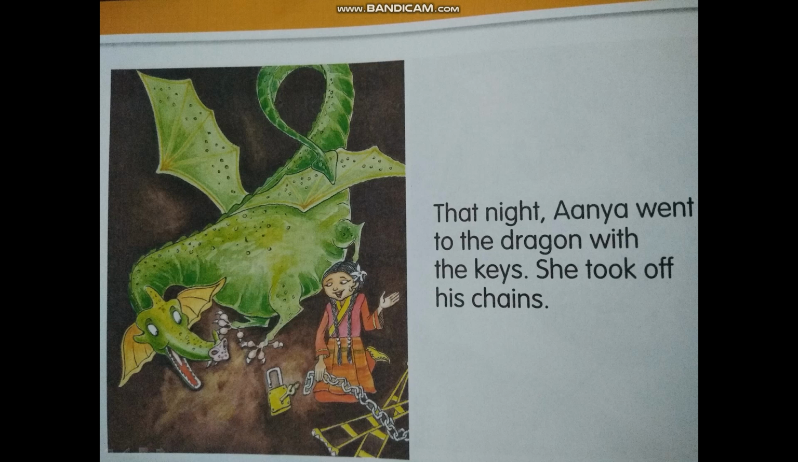That night, Anya went to the dragon with the keys. She took off his chain. Then what happened? Anya went to the dragon with the keys and she took off his chain. As we can see in this image, the dragon is happy. Anya is happy. Why? Because Anya opened the chain. So from now, the dragon was free.